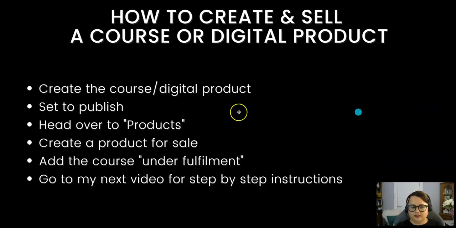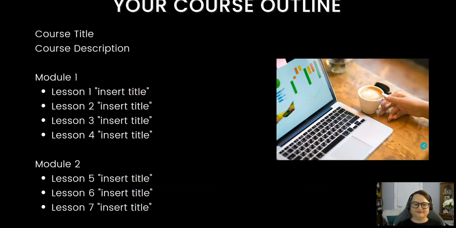So with that in mind, you create the course or your digital product first. That's the first thing you do. Once you're finished, you set it to publish, you head over to products, you create a product for sale, and then you add the course under fulfillment. That's on our checkout page, and then you just need to go to my next video to get some more step-by-step instructions.